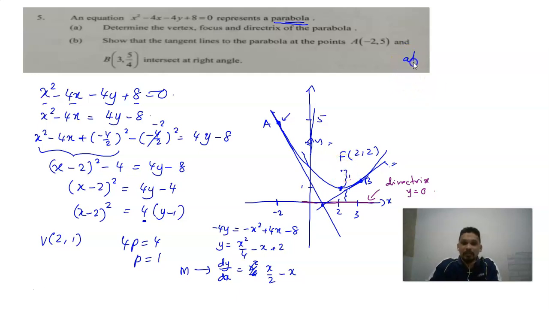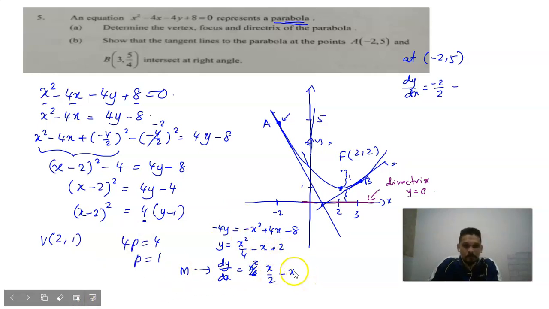So now, at the point of negative 2 and 5, dy/dx equal to x over 2 minus, and then differentiate x, equal to 1, sorry. Okay, derivative of x, dy/dx equal to 1. So negative 2 divided by 2 minus 1. Negative 2 divided by 2 is negative 1. Negative 1 minus 1 equal to negative 2.